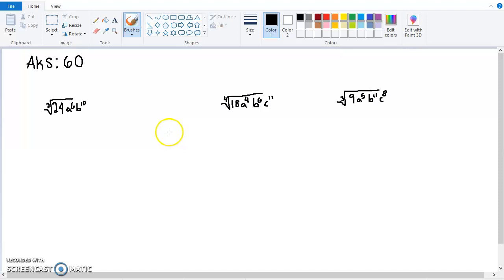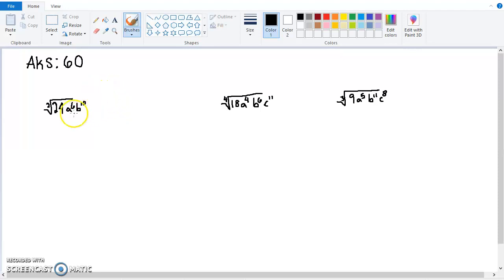AKS60 is rewriting expressions involving radicals and rational exponents. So, I have three radical expressions set up, and what your radical expression is basically asking is, whatever number is here in your little v, that's the number of groups that it wants you to make. And for your variables, these numbers are the number of things you have to make into groups.